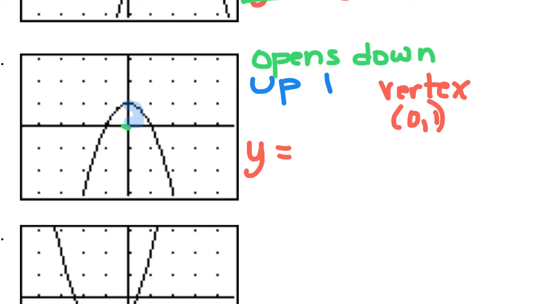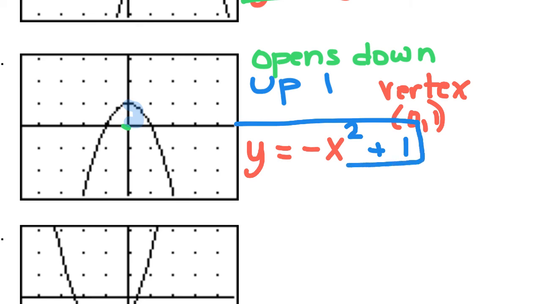One is that it opens down, so we know we're going to have a negative coefficient. But here, this is where students make the mistake. They forget to square the x. Remember, this is a parabola, so the x will be squared. And then finally, it shifted up 1, so we do plus 1 outside of the parentheses.